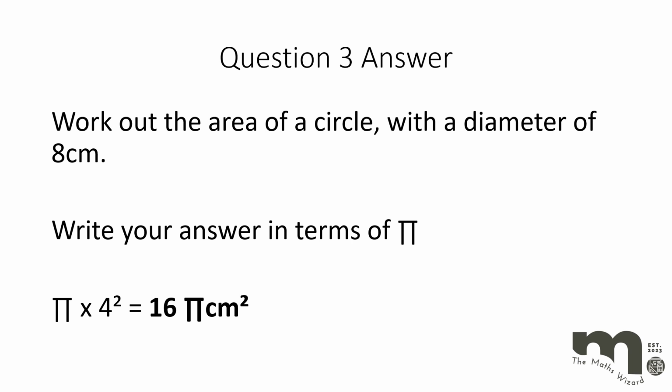So all you're doing when you are doing it in terms of pi is you're just doing this part, and then you're writing your answer in front of pi. So you're writing it algebraically, essentially, because if you were to find the actual value, you would just do 16 times by pi. So you're just writing that as 16 times pi centimeters squared.